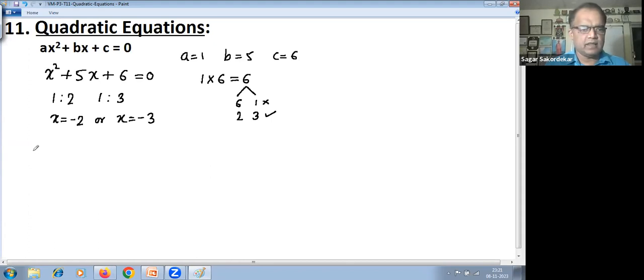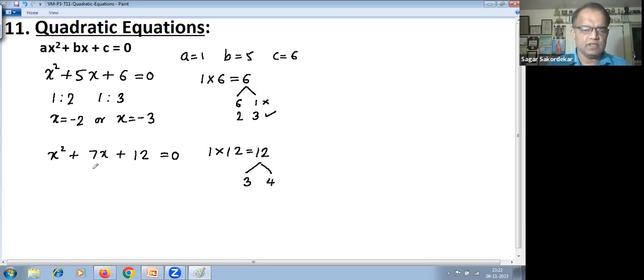So let's try a second example. x square plus 7x plus 12. So take the coefficient of x square, just x square means it is 1x square, multiply the constant, that is 12 here. Whatever answer you get, you have to find factors such that sum of the factors equal to 7. And that is very clear. The factors here, it should be 3 and 4. 3 into 4 is 12 and 3 plus 4 is 7.